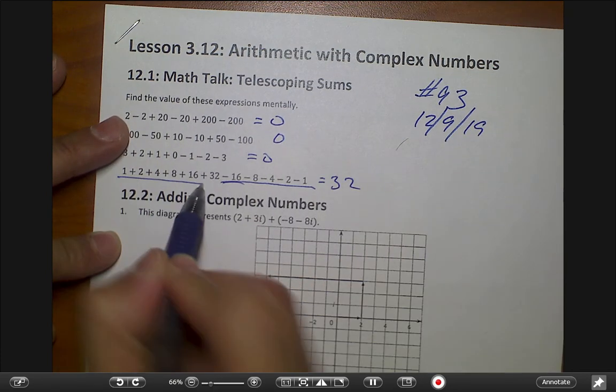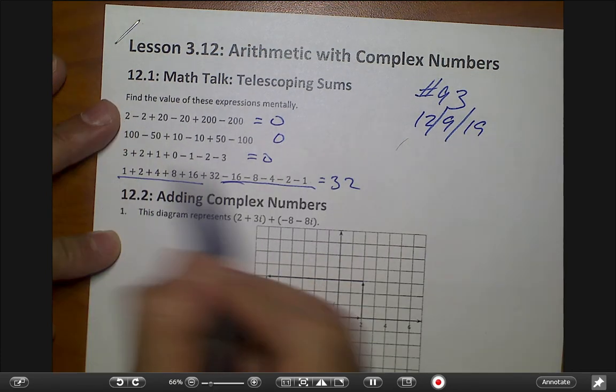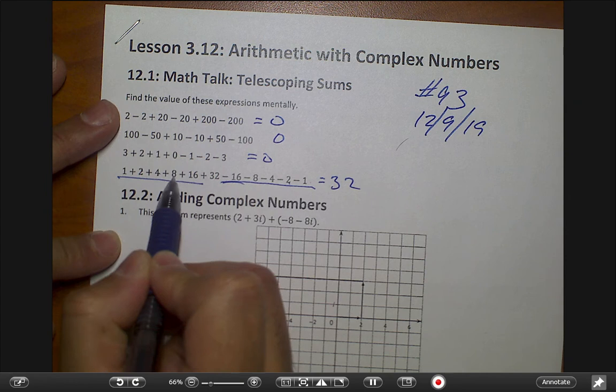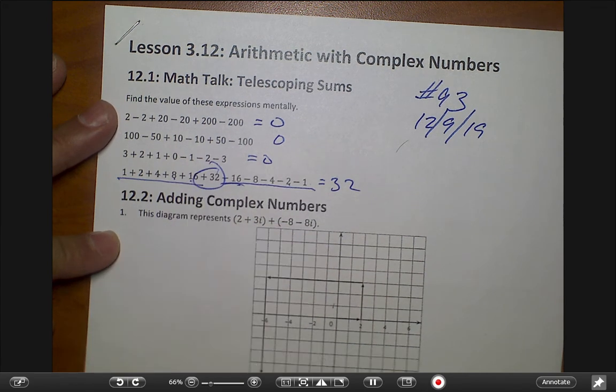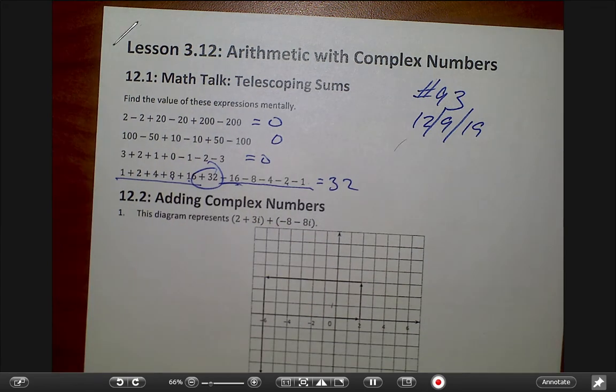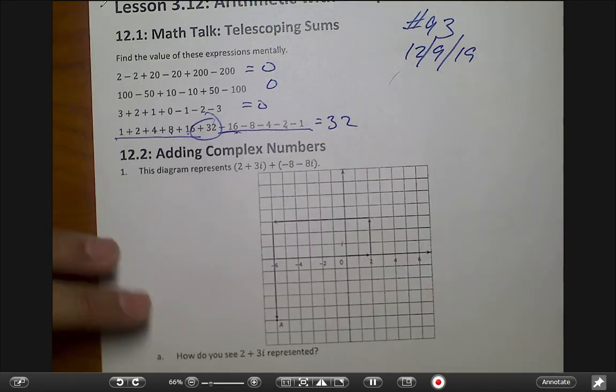Actually, you're right. Look. Those cancel, those cancel, those cancel, those cancel, those cancel. The only thing that doesn't is that thing in the middle, right? So you have a positive and negative for everything, right? Except for that middle number, which is 32. All right, very good. All right, so adding complex numbers.